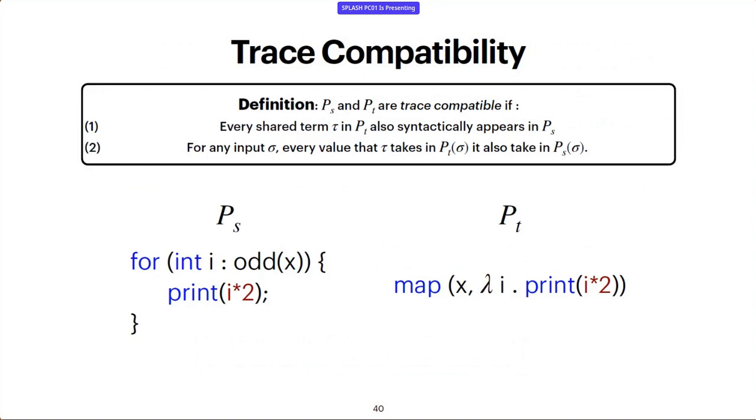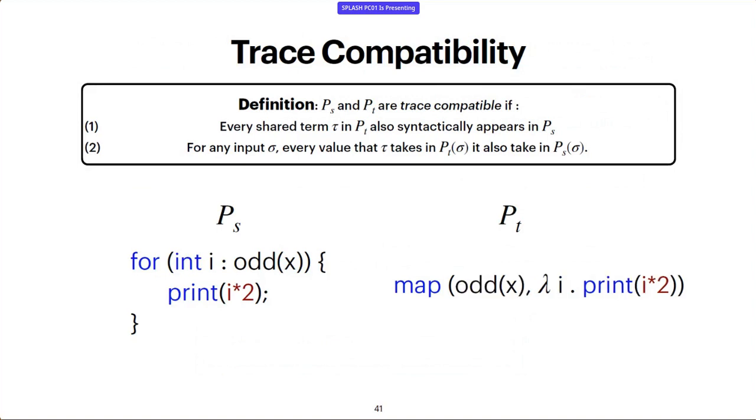So in this case, these are not trace compatible. To understand why, let's consider when x is the singleton list containing 2. The program on the left will print out nothing because 2 is not an odd number, so i times 2 will never be executed. Whereas on the right, i times 2 will be executed once and produce the value 4. So these are not trace compatible because it violates our second requirement for trace compatibility, that these values are shared.